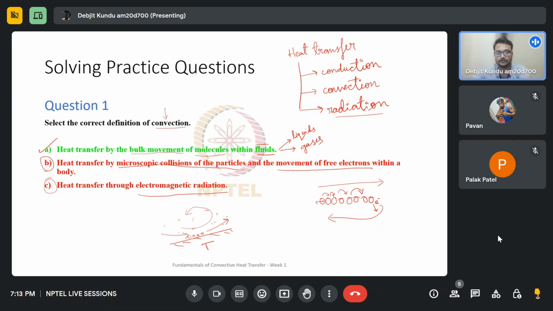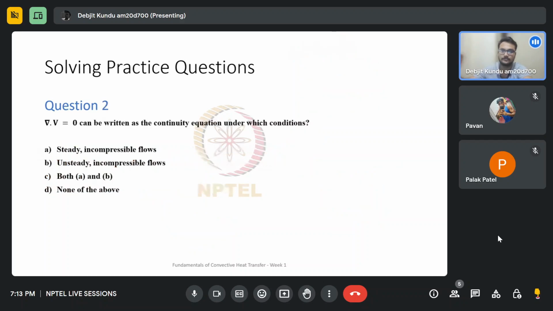We will move on to the next question of today's session, which is asking us: del dot V equal to 0 can be written as the continuity equation under which circumstances or conditions? Option A, steady incompressible flows. Option B, unsteady incompressible flows. Option C, both A and B. Or option D, none of the above, that is, neither A nor B.